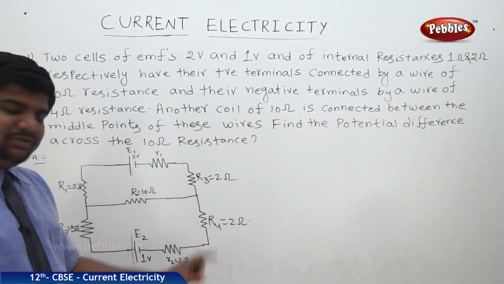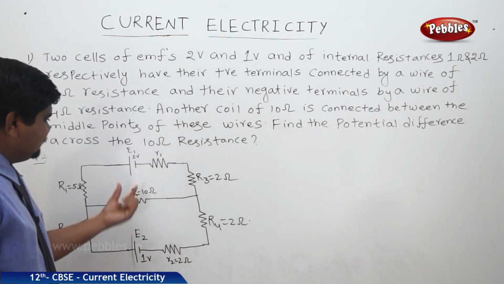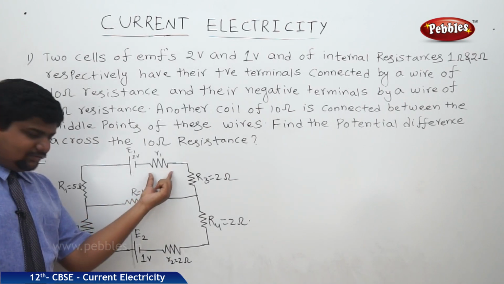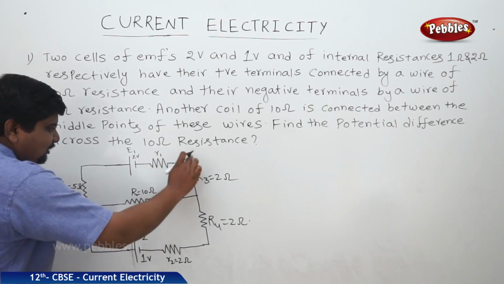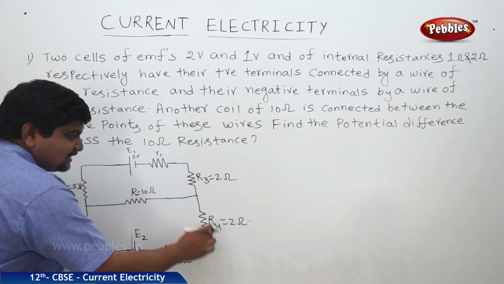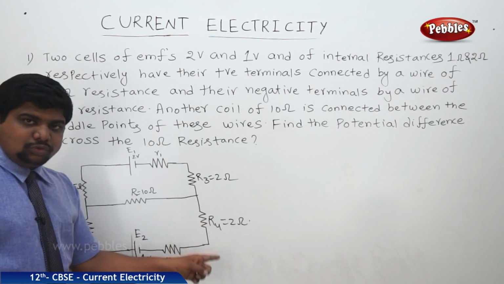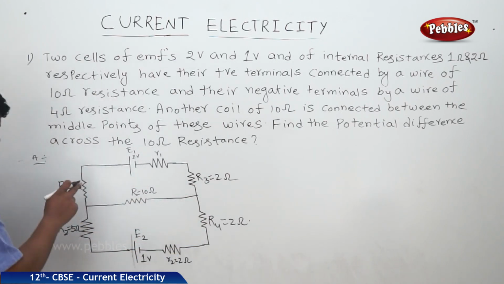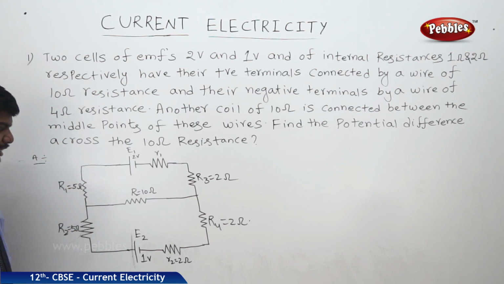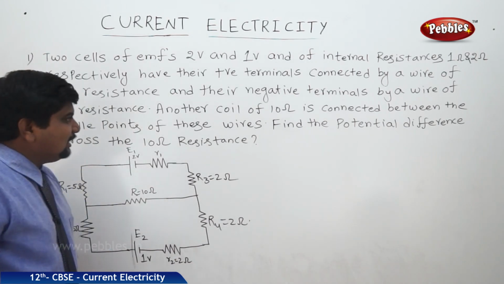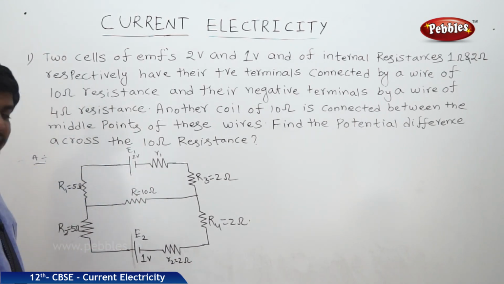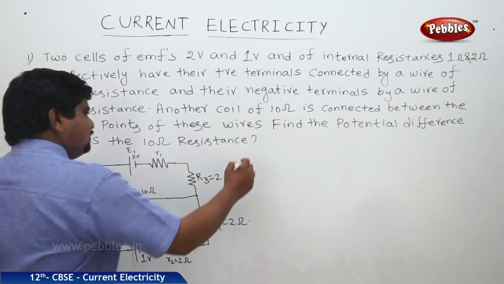To see the circuit, it seems to be complicated. This is E1 with internal resistance r1, and E2 with internal resistance r2. Negative terminals are connected to the 4 ohms resistance, R3 and R4, 2 ohms and 2 ohms. Positive terminals are connected through R1 and R2, 5 ohms and 5 ohms. In the middle, a 10 ohms resistor is connected, and what will be the potential difference across the 10 ohms resistance? How will you solve this problem?